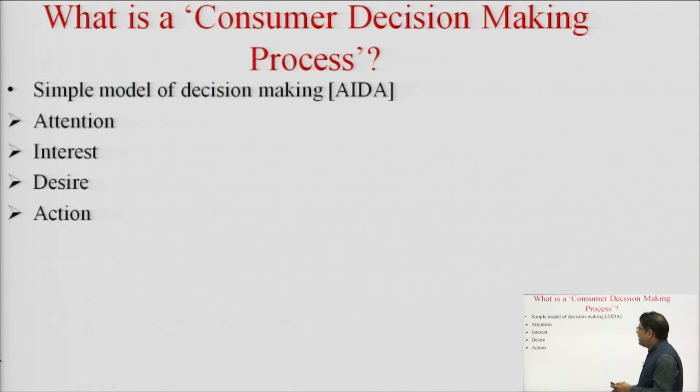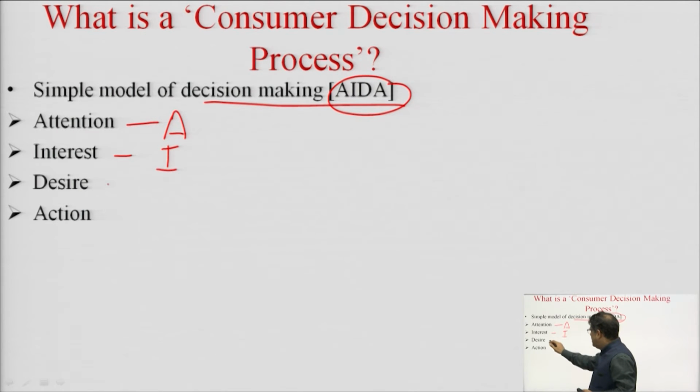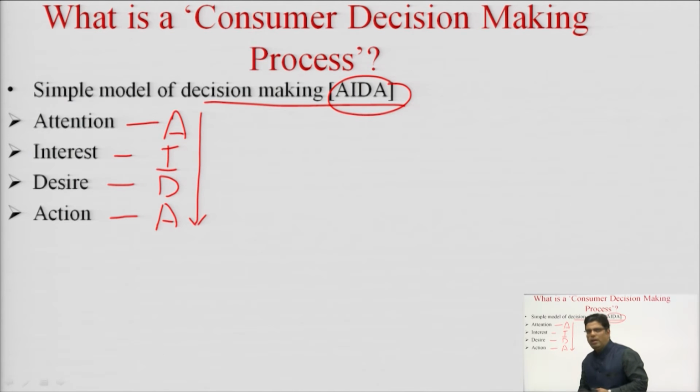So, let me change the slide. What is the consumer decision making process? Here there is a very simple model of decision making given, and this very simple model is called the AIDA model. Let me just read out the terms written here. Attention is the first A, interest is I, desire is D, and then action is the last A. Hence, it is called the AIDA model.